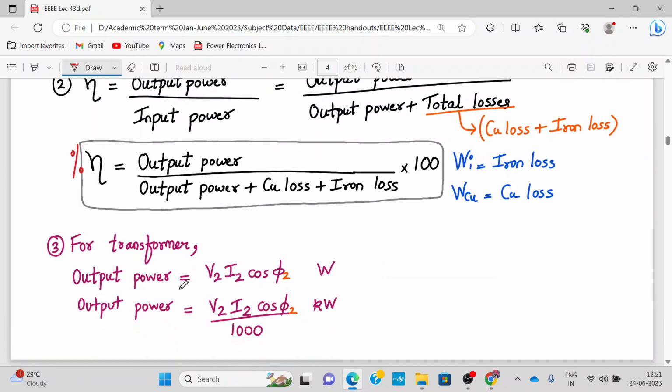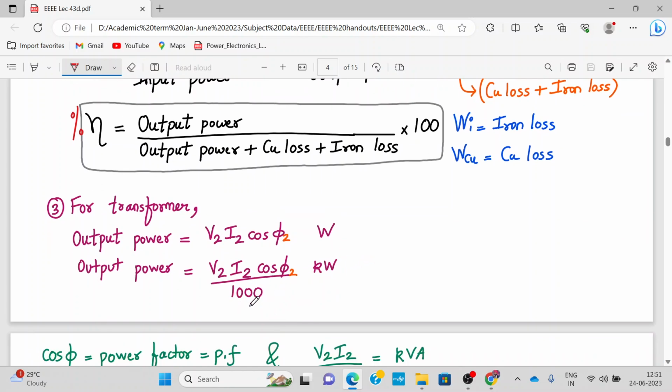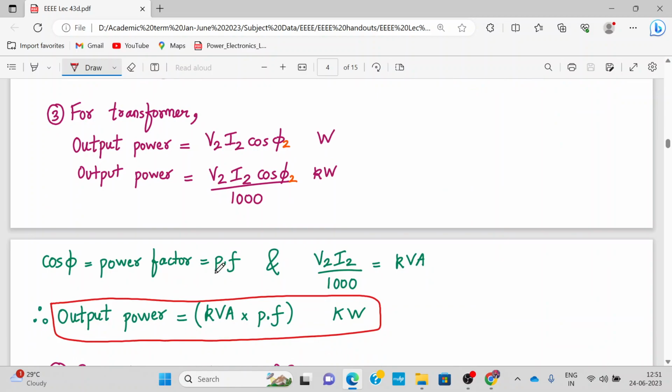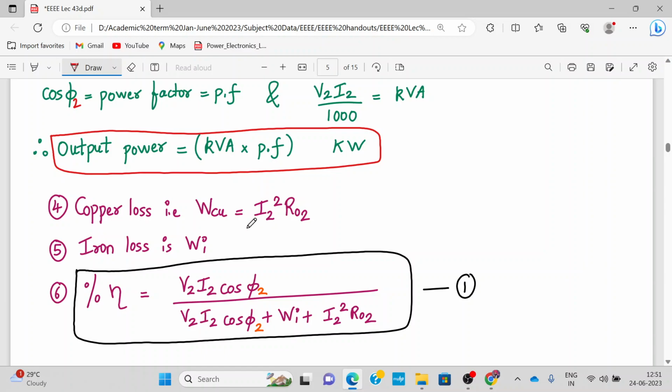For a transformer, the output power is given by V2I2 cos phi 2. If I want to write in kilowatt, I have to divide by 1000. Cos phi 2 is the power factor, and V2I2 divided by 1000 is the kVA rating. So output power is kVA rating into power factor, which is in kilowatt. Now copper losses WCU, as we have seen before, is I2 square into RO2.